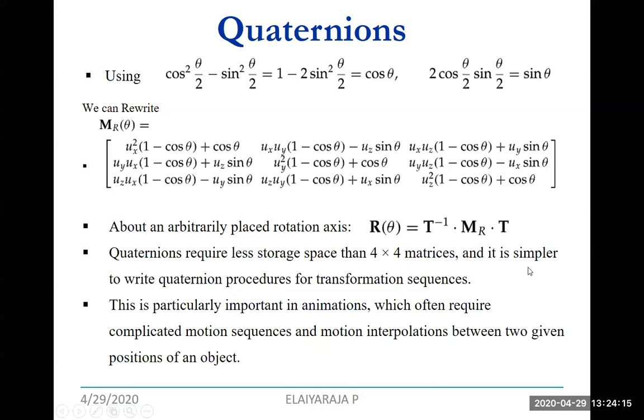So when you are going to perform one or more rotations, as well as deal with complex numbers, we use quaternions, where the advantage is they require less storage space compared to a 4x4 matrix. This is particularly important in animations, which often require complicated motion sequences and motion interpolations between two given positions of the object.